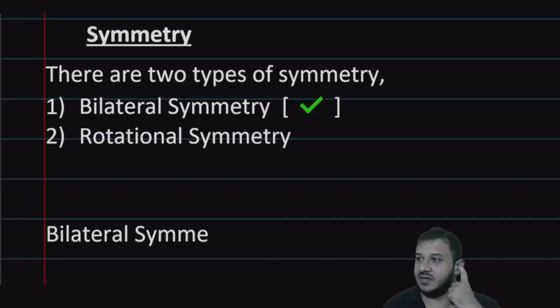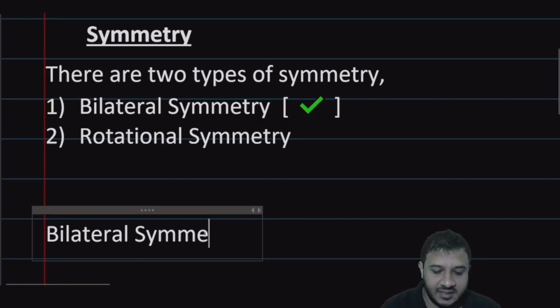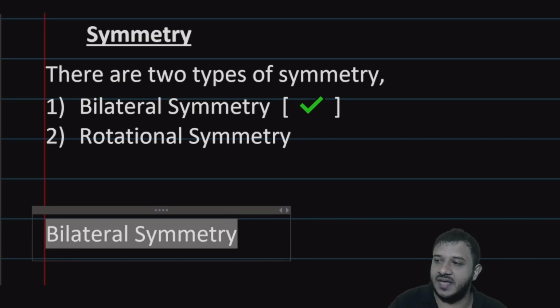So under symmetry, we are going to learn about bilateral symmetry. So let's write down bilateral symmetry. What is this bilateral symmetry?